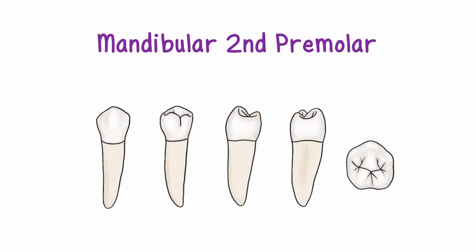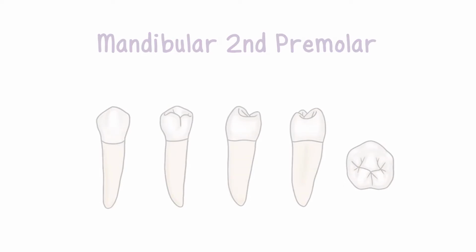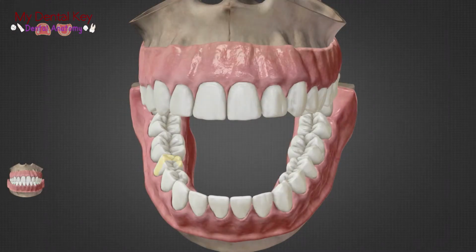In this video, we will be covering the mandibular second premolars, known as number 20 and number 29 in the universal numbering system. Today, we will be looking at tooth number 29.